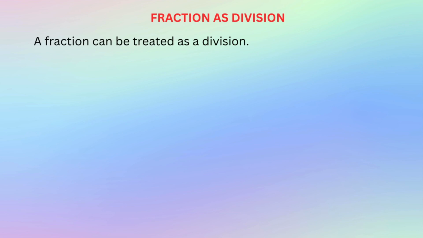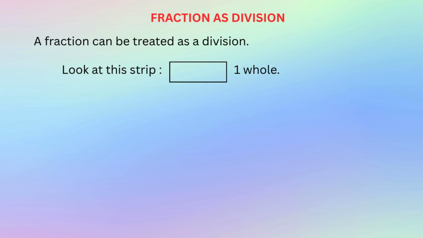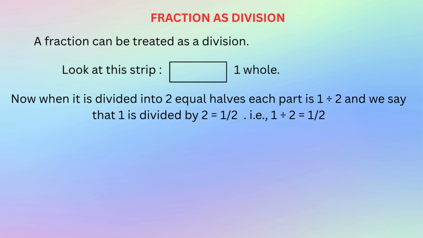Fraction as division. A fraction can be treated as a division. Look at this strip. 1 whole. Now when it is divided into two equal halves, each part is 1 divided by 2, and we say that 1 divided by 2 equals 1/2, i.e., 1 divided by 2 equals 1 half.